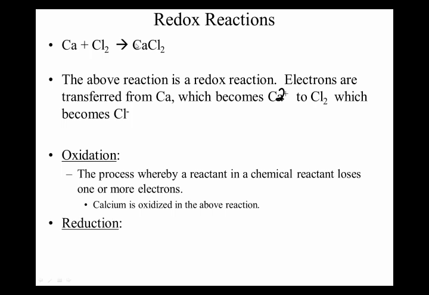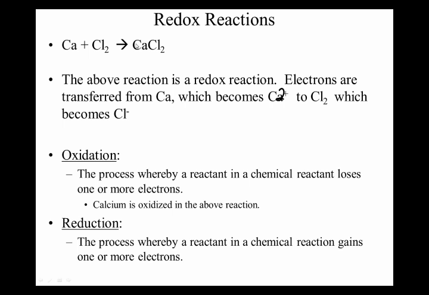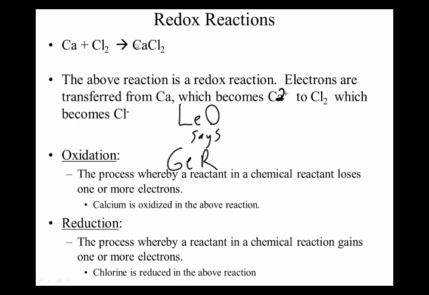Reduction is exactly the opposite. Reduction is a process where a chemical gains one or more electrons. Chlorine is being reduced. It's gaining the electrons. It's going from neutral chlorine to Cl-. A way to keep these straight in your head, here's a silly mnemonic, but this is how I learned it in high school. Leo the lion says grr. Loss of electrons is oxidation. Gain of electrons is reduction.